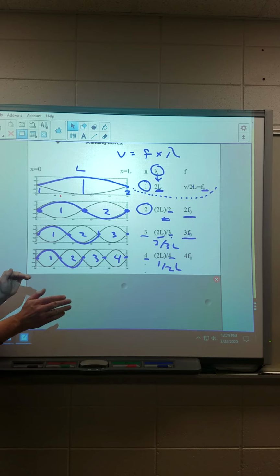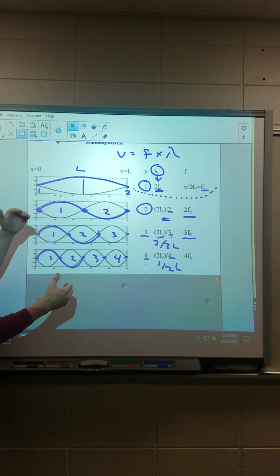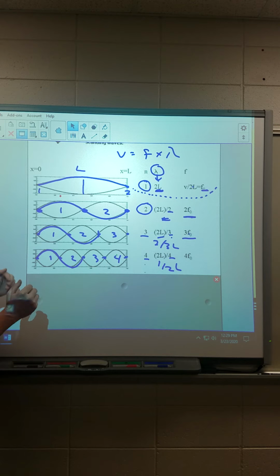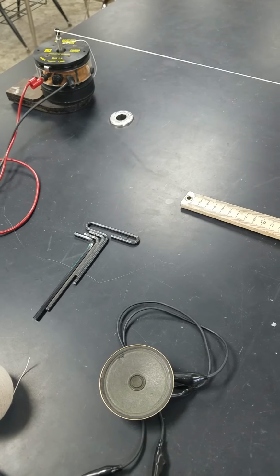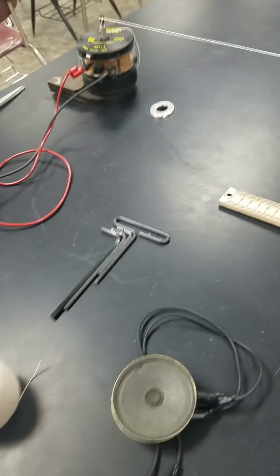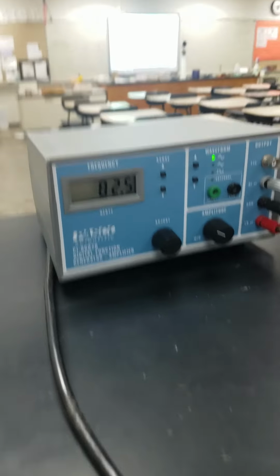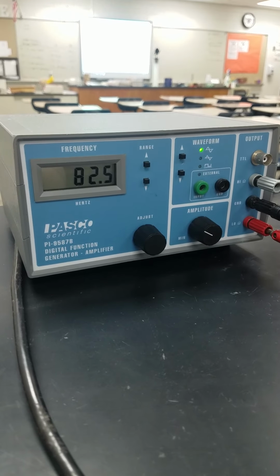Now let me show you how this actually works. I'm sure just diagrams and simulation doesn't quite seem to sink in. I can show you how this really works in back. Just give me a second. So I have in back an oscillator. Right now it's vibrating at 82.5 hertz. And what I've got is this string attached right here.